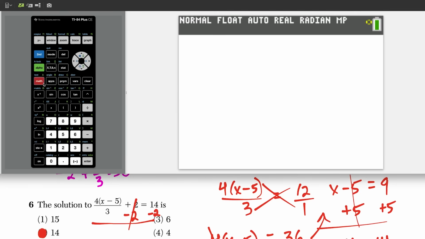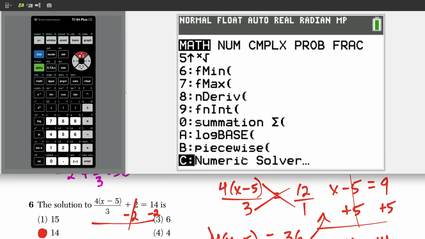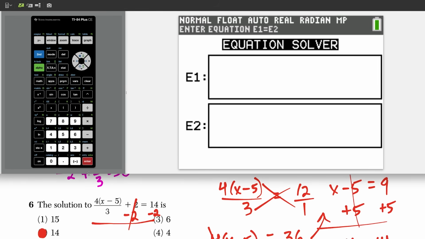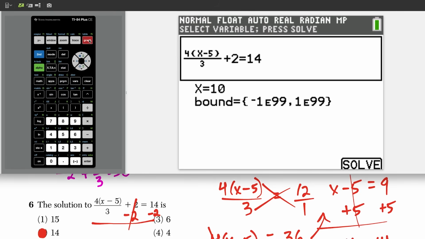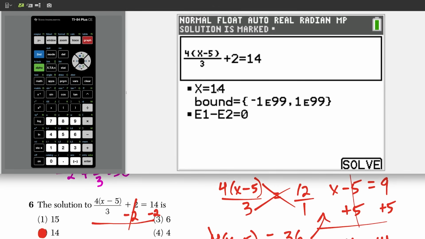But another thing we could do is just press math, hit up, and then numeric solver, option C. And equation 1 is the left side. So if I type in alpha y equals enter to pull up a blank fraction, now I could write 4 times (x minus 5). I close the parentheses, I put my 3 in the denominator, and I hit the right arrow to get out of the fraction. And originally it was this fraction plus 2. And now the right side of the equal sign goes by equation 2 here. And then I press OK by pressing graph, and I press graph again to solve. And notice I get x equals 14.